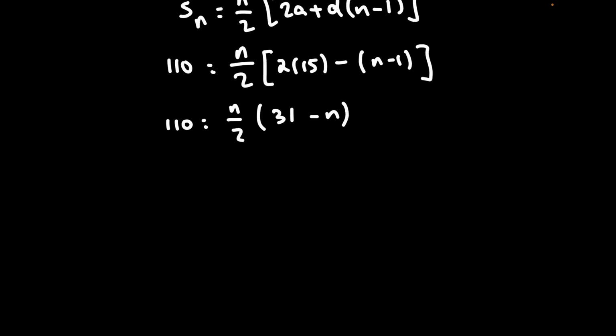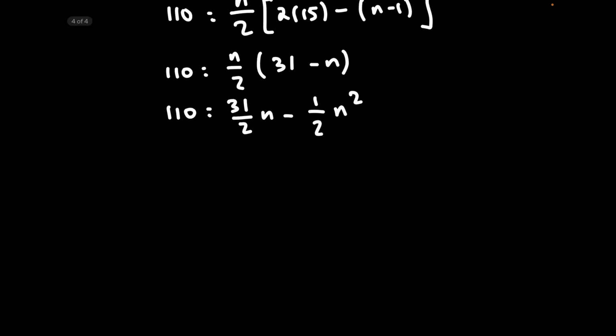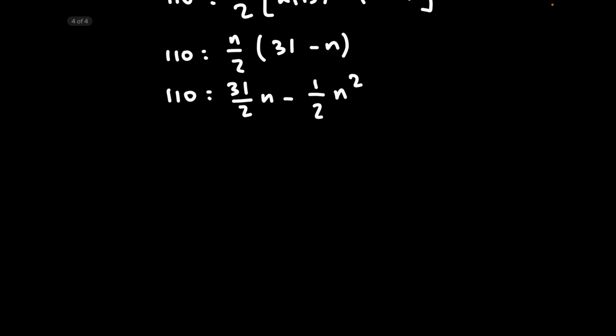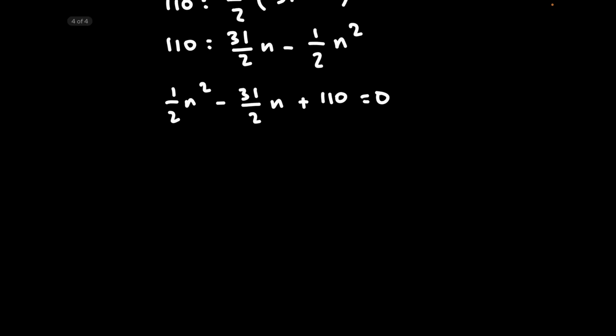So now we can expand this out. So we get 31 on 2 n minus 1 on 2 n squared. We could solve this either by hand or using a graphing calculator, but let's do it by hand for this video. So we can rearrange this whole thing to get half n squared minus 31 on 2 n plus 110, and that equals 0. Timesing everything by 2 will allow us to get n squared minus 31n plus 220.